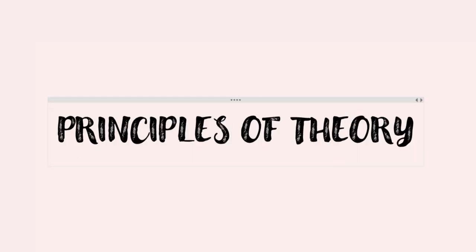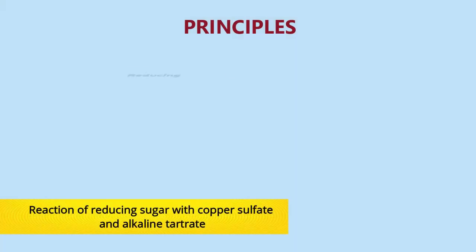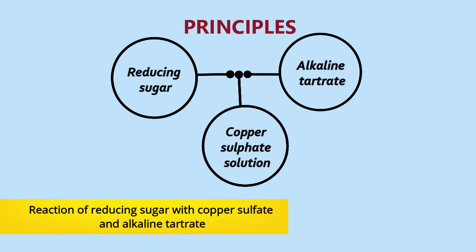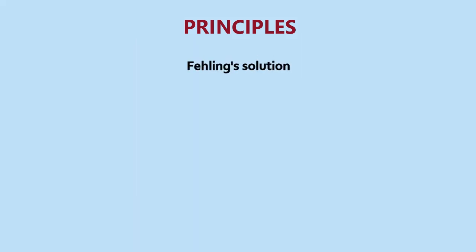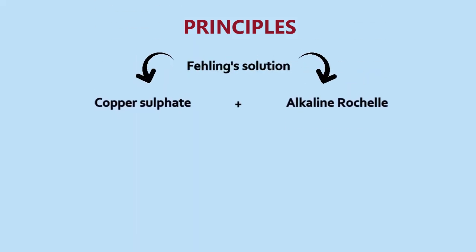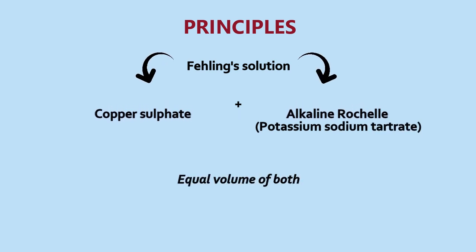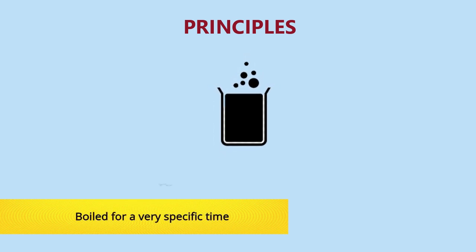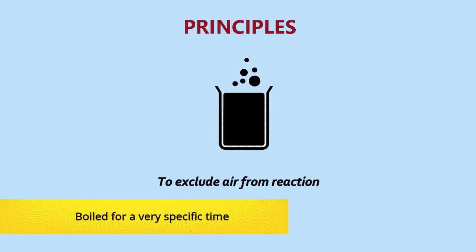Now, let's take a look at the principles of this method. The basis of Lane-Eynon is the reaction of our sample, the reducing sugar, with two solutions, copper sulfate solution and alkaline tartrate. So commonly, scientists will use Fehling's solution, which contains our copper sulfate solution, together with alkaline Rochelle salt, a type of alkaline tartrate. The mixed Fehling's solution is going to be boiled for a specific time, and this boiling is done throughout the process, which is crucial to exclude air from the reaction.